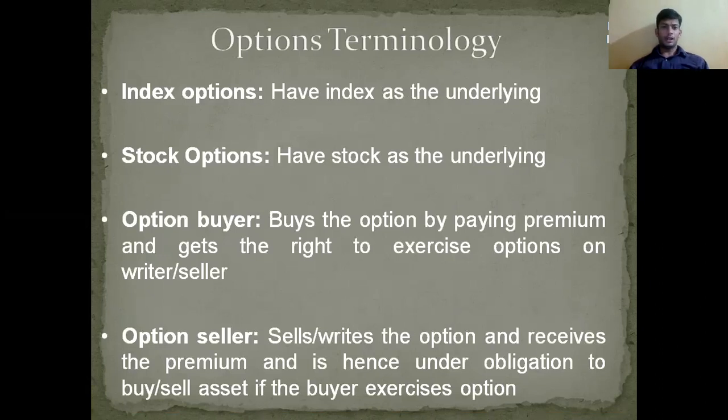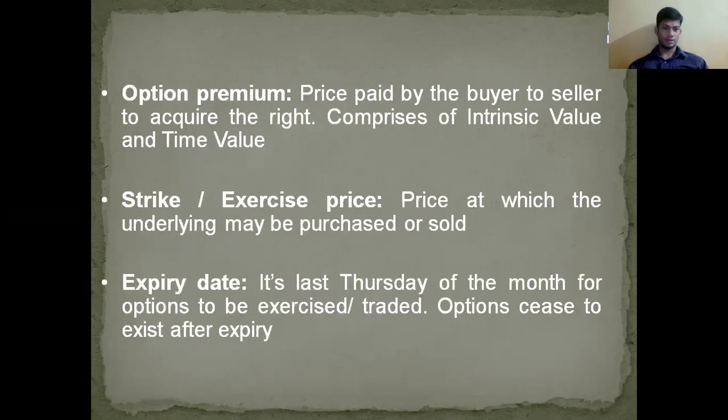Option terminology. Index option has the index as the underlying; stock options have the stock as underlying. The option buyer buys the option paying a premium and gets the right to exercise. The option writer or seller receives the premium and hence is under the obligation. Option premium: the price paid by the buyer to the seller for the right, comprised of intrinsic value and time value. It's called option premium; expiry date and so on.